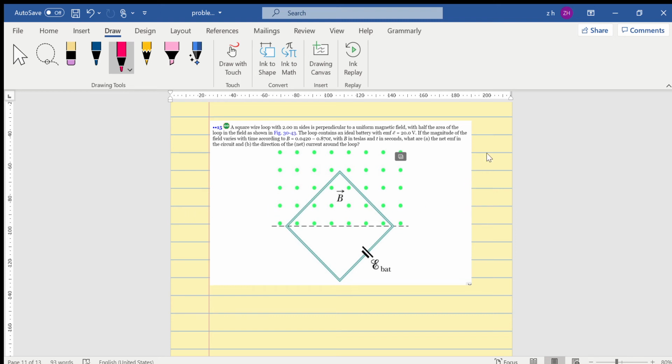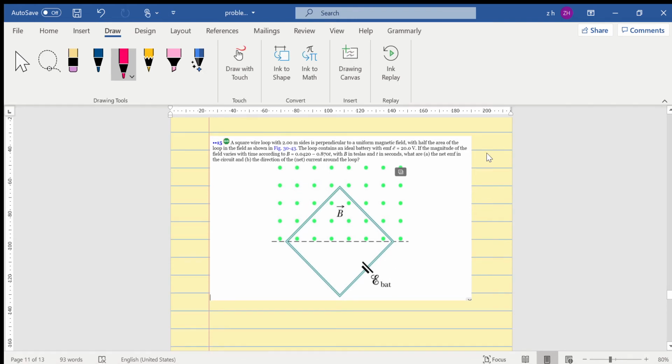Okay, hello everyone. So in this problem we are studying a square wire loop with sides of length 2 meters and it is perpendicular to a uniform magnetic field. Recall whenever we see the word uniform, this means that it doesn't change with position. Half the area of the loop is in the field and it contains an ideal battery with EMF 20 volts.